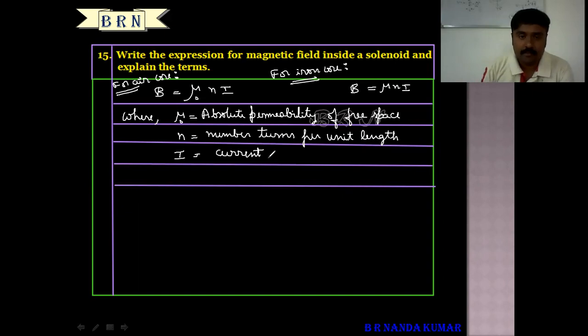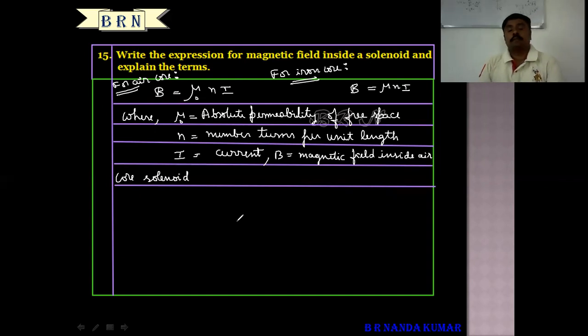So here B is the magnetic field inside an air core current carrying solenoid. Okay, air core current carrying solenoid.